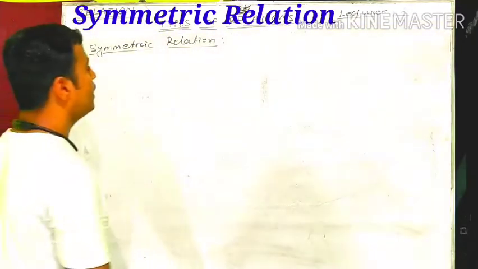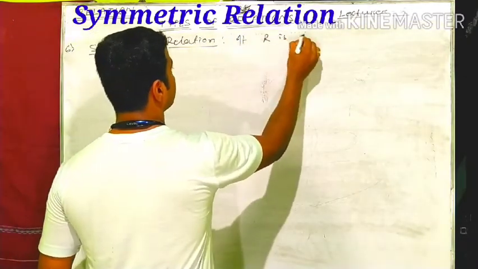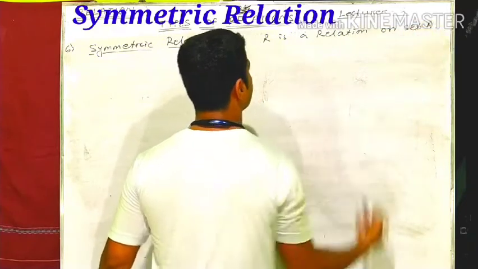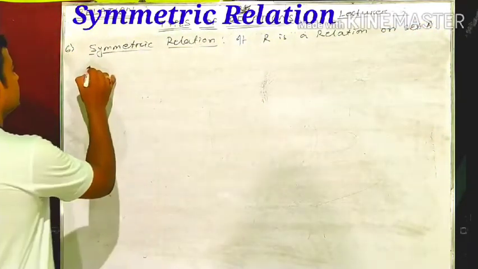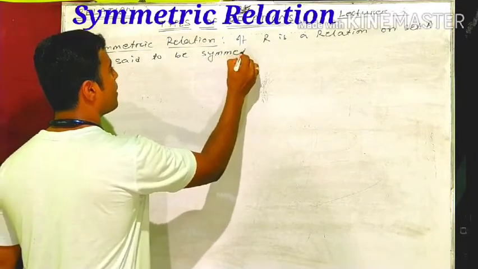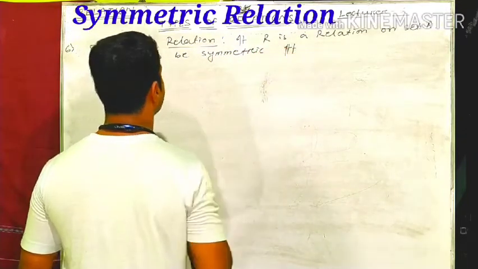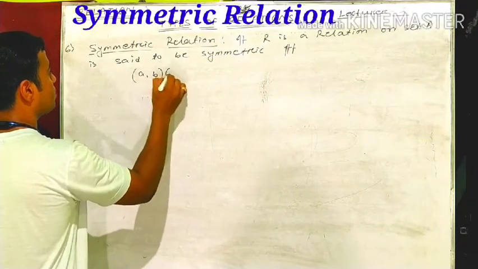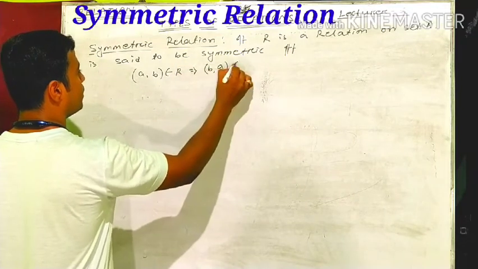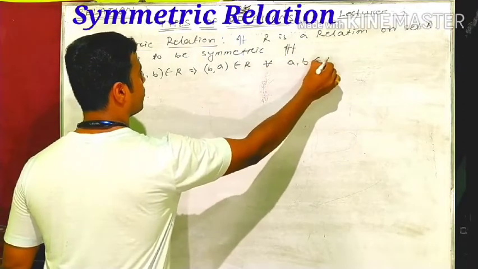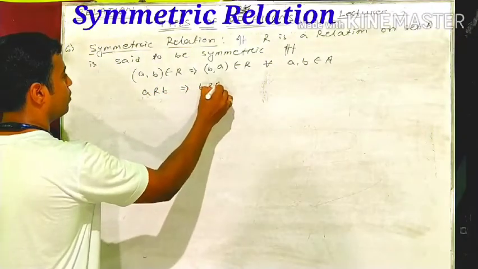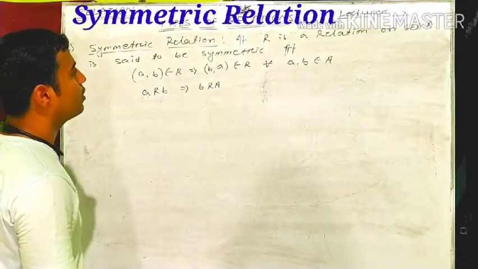Symmetric relation means, if R is a relation on set A, it is said to be symmetric if and only if (a, b) belongs to R implies (b, a) belongs to R for all a, b belonging to A. As a related to b implies b related to a. So this relation is called symmetric relation.